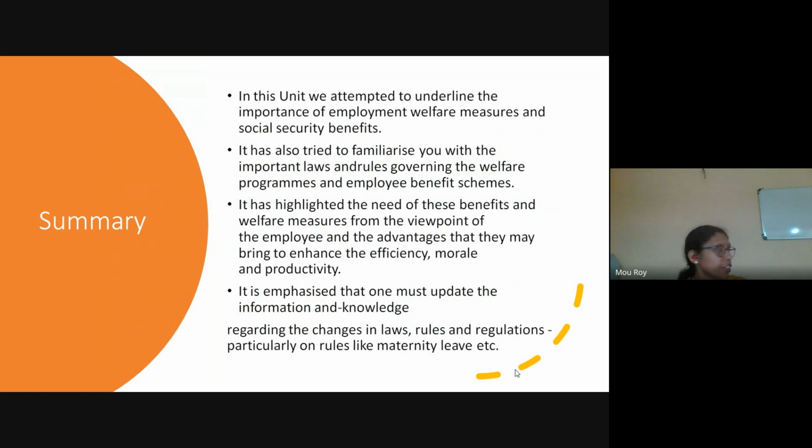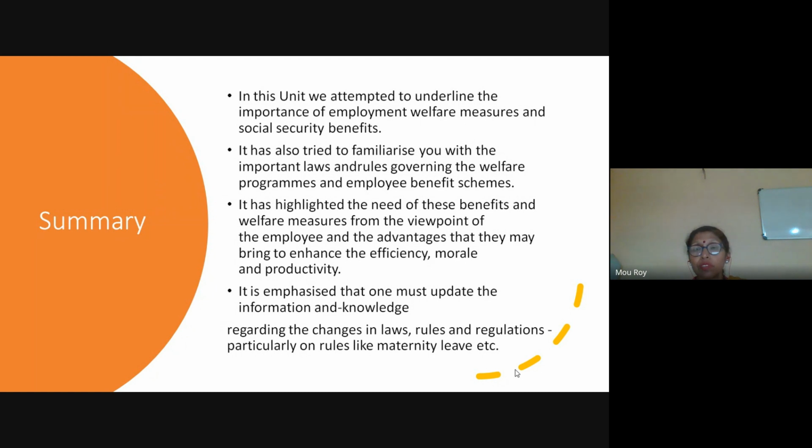So, in summary, in this unit we tried to underline the importance of employee welfare measures and social security benefits. We also tried to familiarize you with the laws and rules which govern these welfare programs and employee benefit schemes. We have also highlighted the benefits and welfare measures from the viewpoint of the employee, and the advantages that they may bring to enhance efficiency, morale, and productivity.